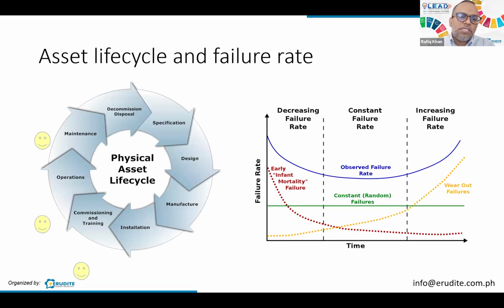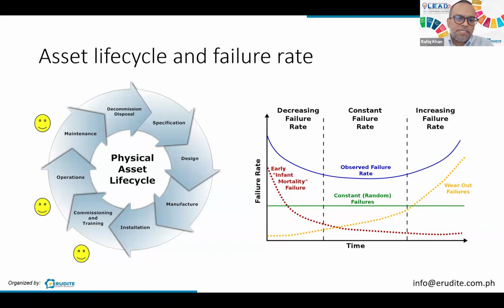The ones that you see with the smiley faces there, those are the areas where we will be looking at in terms of condition and remaining life assessment. So starting from when it is commissioned up to the end before decommissioning, this is where condition and remaining life assessment plays a role. On the right is a typical bathtub curve.